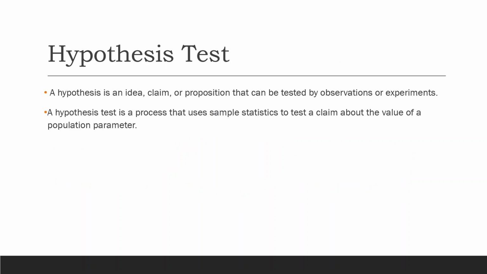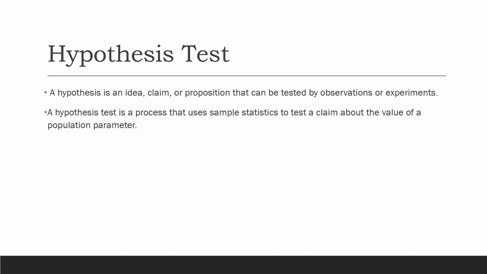So first, a hypothesis, you can think of that as an educated guess, but is an idea, claim, or proposition that can be tested by either observations or experiments. One thing about a hypothesis is that it needs to be testable in order for it to be true science, right? A hypothesis test is a process that uses sample statistics to test a claim about the value of your population parameter. So the hypothesis test is a whole process that we're going to use in order to use our sample data, our sample statistic, to draw conclusions about the population parameter.